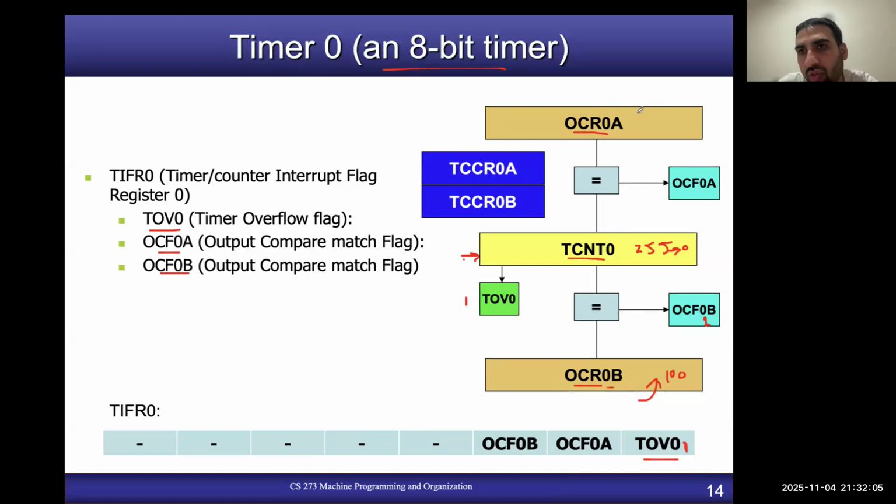So you can load two different values. For example, here you are loading 100. You can load here, for example, 20. So this flag will be set equal to 1 when the value of your timer counter register is equal to 20. Okay. And then timer 0 also has two other control registers associated with it, timer counter control register A and control register B for timer 0. We will have a look at how different bits of these two registers are used in a minute. Okay, any questions about this slide?